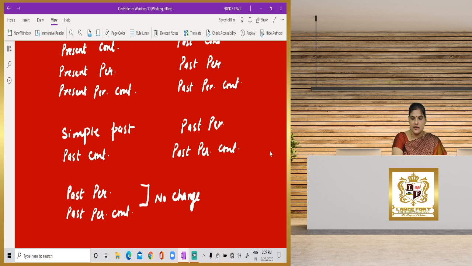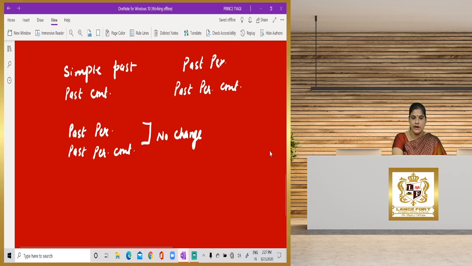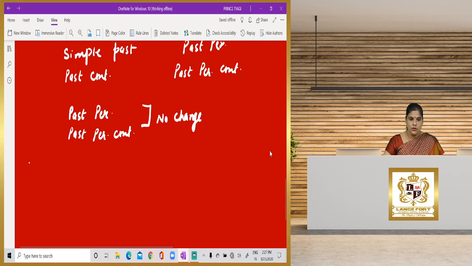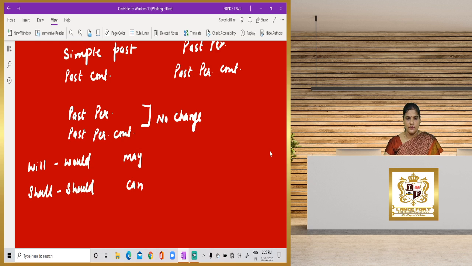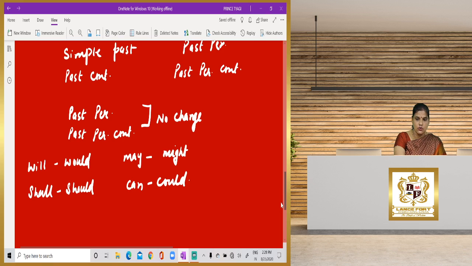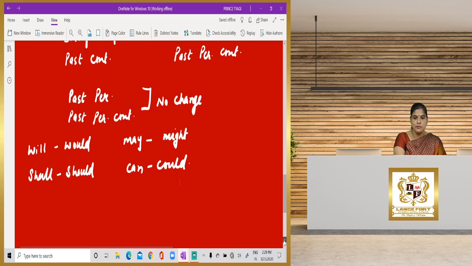Okay, but except these there are some more helping verbs, as you know: will, shall, may and can. Now will changes into would, shall changes into should, may into might, and can changes into could. Clear?